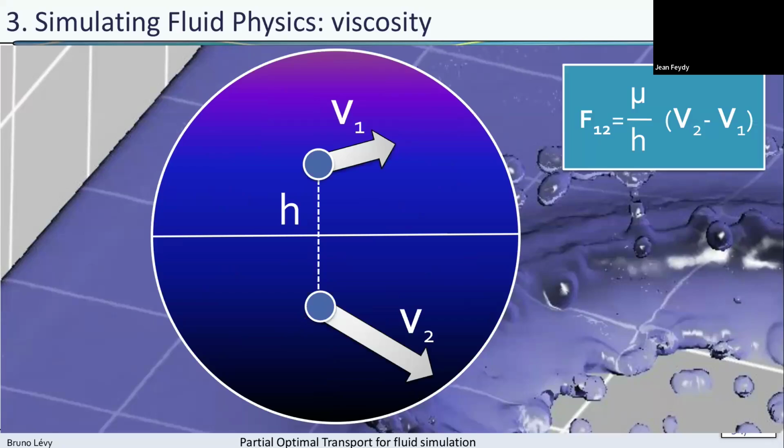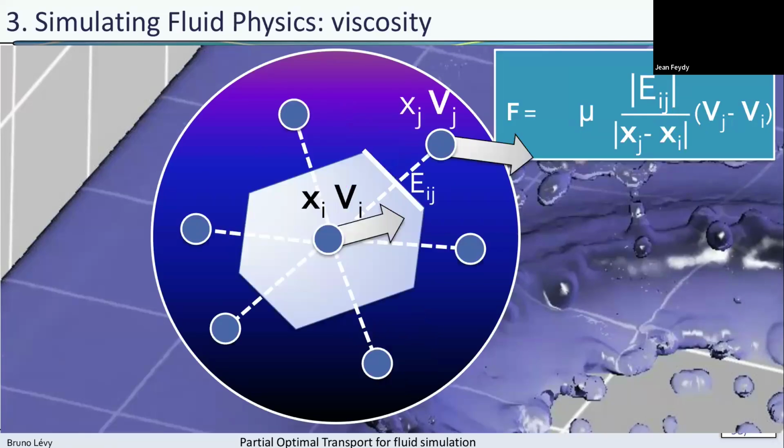And then if you write that as an equation, you can also consider they're at a distance h, and there is a constant over h times the difference of speed. So the force is proportional to the difference of speeds, inversely proportional to the distance between both particles, and there is a constant. And so now, if we look at our Voronoi cells, it's a very naive derivation.